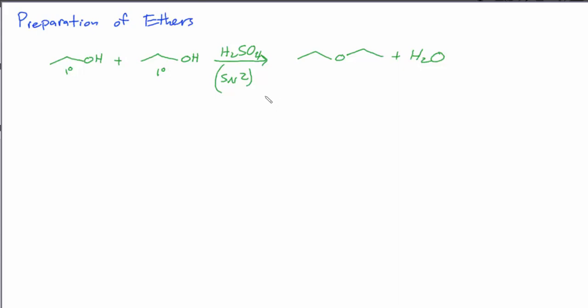You should be able to draw a three-step SN2 mechanism that shows the production of this diethyl ether here. Some problems with this are that it only creates symmetrical ethers. And to an organic chemist, those are useful, but they're not as exciting as unsymmetrical ethers. So we might be more interested in creating an unsymmetrical ether.